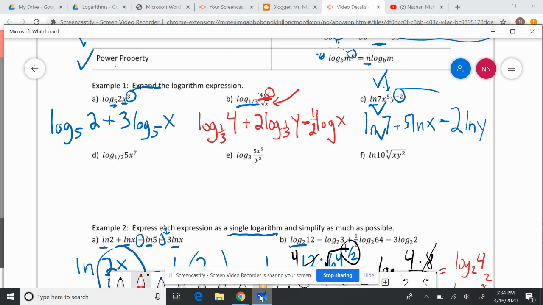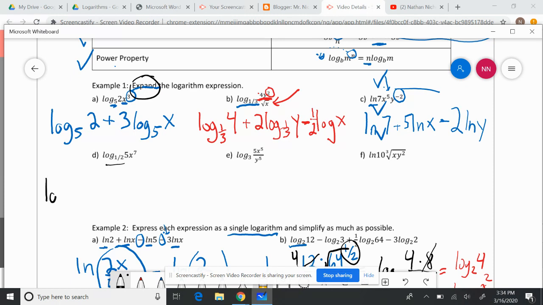What we're going to do now is finish up the notes for D, E, and F on the first example, and then C and D on the second example. So remember, for example 1, we're going to be expanding the logarithms. When we expand the logarithms, we keep the same base.